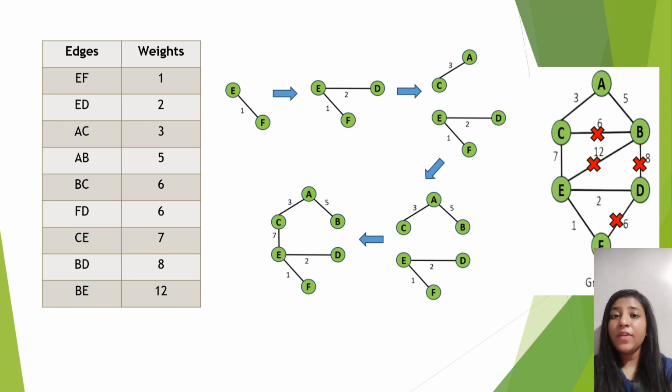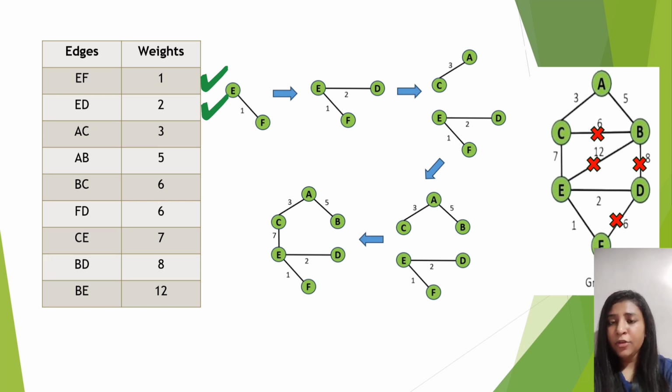edge EF with weight 1, the smallest. No cycle is possible because both E and F were separate. So we add EF. Now E and F are connected, component EF. Next is ED, weight 2. E is already in EF, D is separate. Adding ED connects D into that component. So we add ED. Now EFD is one component.